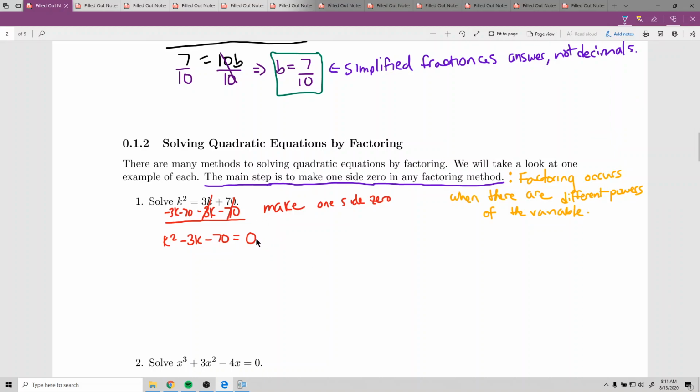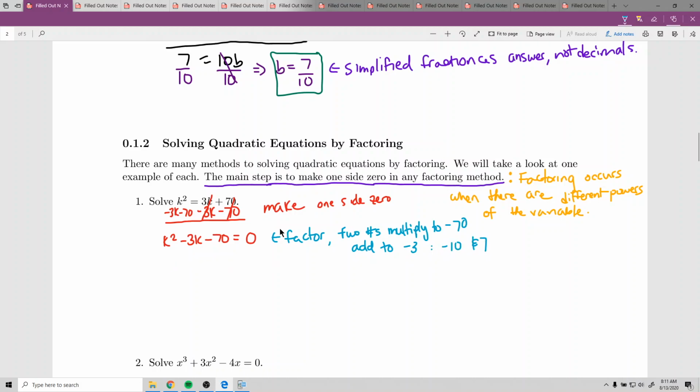Right, now that it's here, we're already in a spot where we can factor it pretty easily, as long as it can be factored, because we have a 1 out front here. So now we want to factor. We want two numbers that multiply to negative 70 and add to negative 3. And those two would be negative 10 and 7.